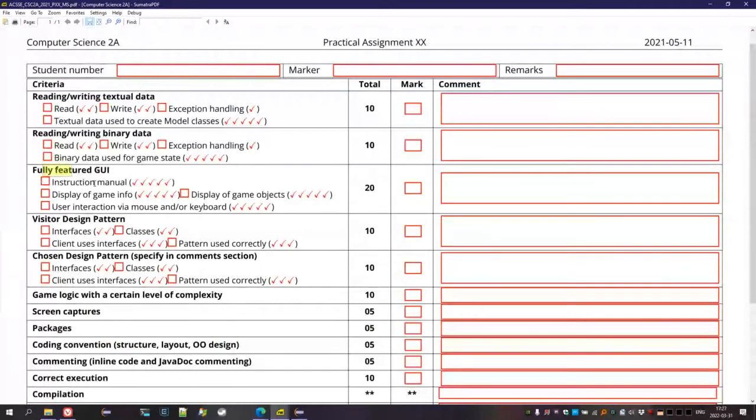Then for the GUI interface, you can see there's marks for the instruction manual, marks for game info, marks for game objects, and actually using interaction either via mouse or keyboard. We've seen some of that keyboard interaction, moving the mouse around with checking for mouse events. I spoke to you about using keyboard events, mouse click events. I didn't show you all of that, but I did tell you it's there.